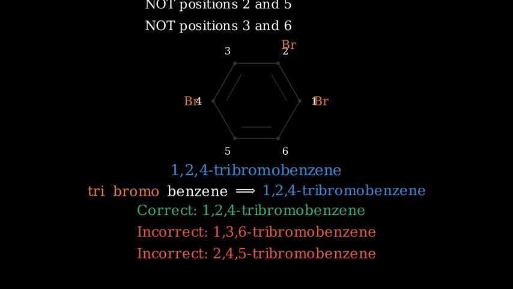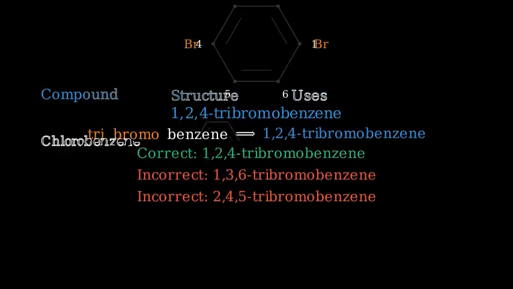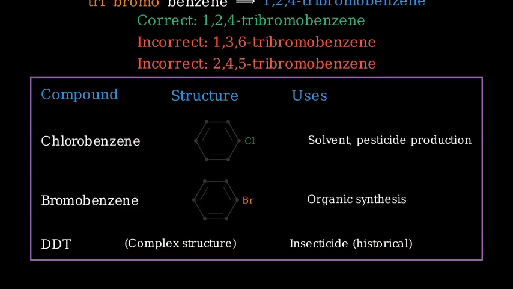Finally, let's briefly mention some common haloarenes and their practical applications. Chlorobenzene is used as a solvent and in the production of pesticides. Bromobenzene is used in organic synthesis as a building block for more complex molecules. DDT, dichlorodiphenyltrichloroethane, contains haloarene structures and was once widely used as an insecticide. Understanding IUPAC naming of haloarenes is crucial for clear communication in chemistry and for understanding the properties and reactions of these important compounds.